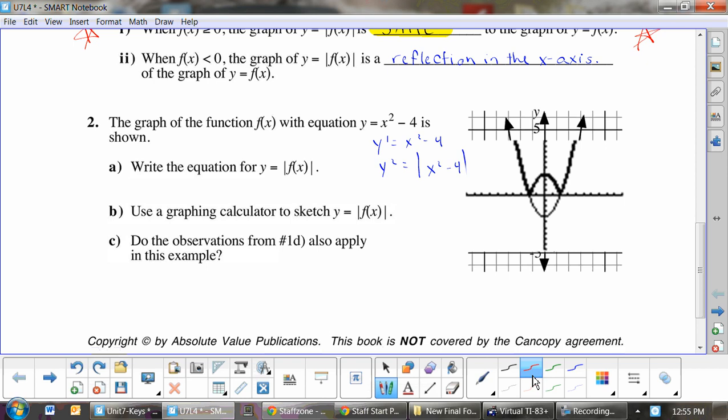Where the graph is positive, so here and here, the two graphs are the exact same. But where the graph was negative, it becomes reflected, like that. So even when we're working with quadratics, it's true. So it's the same rules for linear as there is for quadratics this time. So we say, yes, our observations do apply in this example. And we can say the function is less than 0. The graph for the absolute value is reflected.